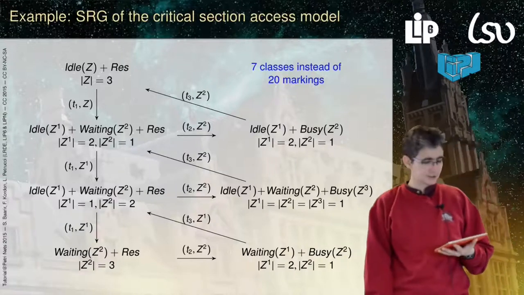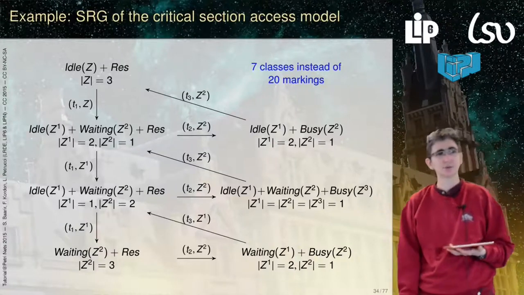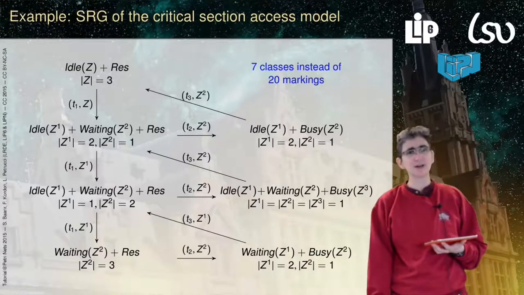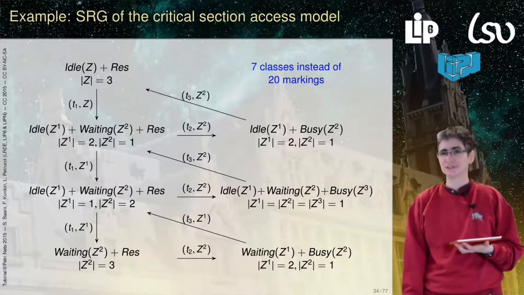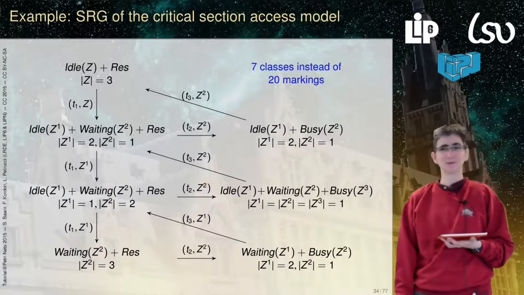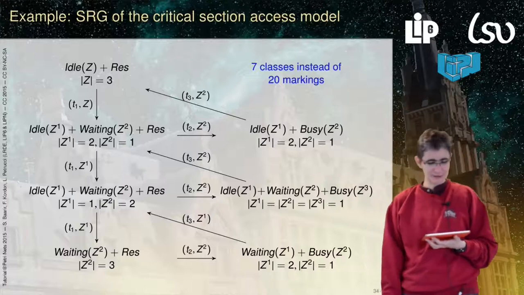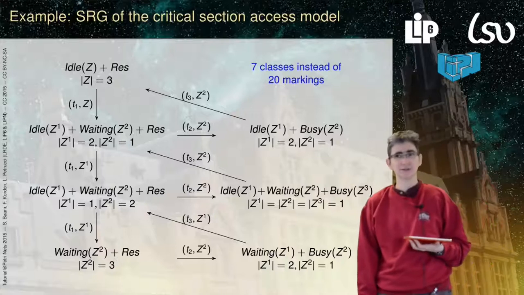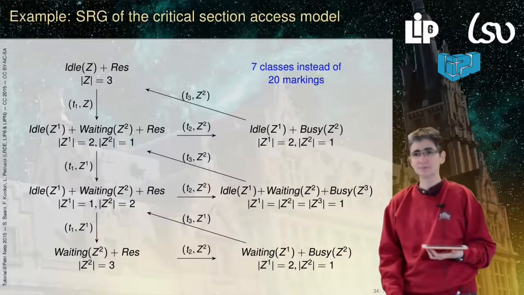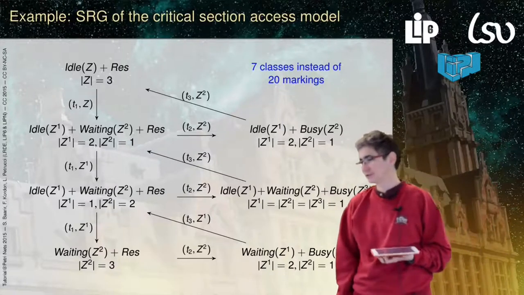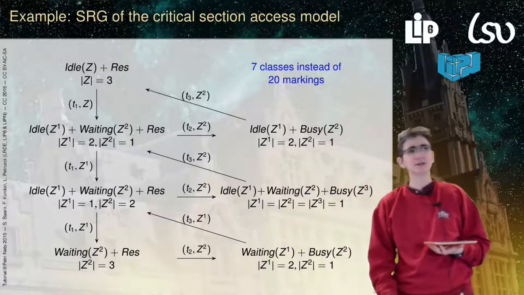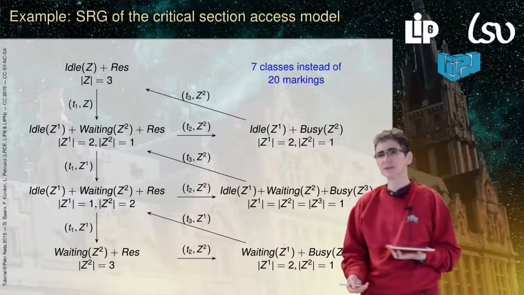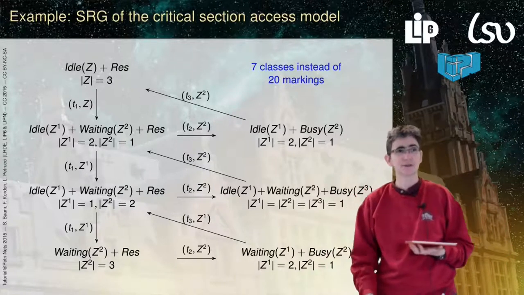If we look at the results for the critical section access model, we have here the complete graph, which we didn't represent for the non-symbolic one. This symbolic graph has 7 classes instead of 20 markings. So you can see it's much smaller, and this is due to the fact that each symbolic marking represents a set of different markings, and each symbolic firing represents a set of different firings.